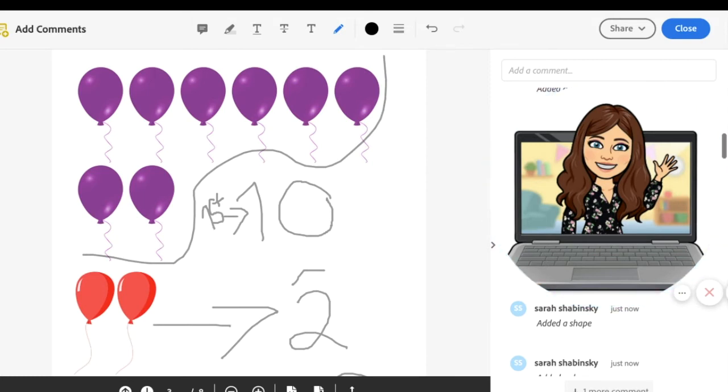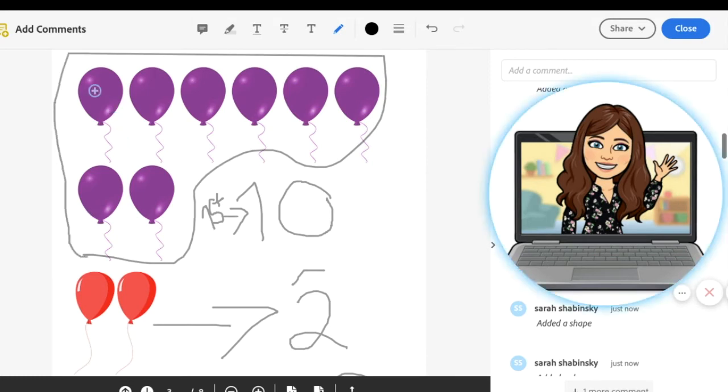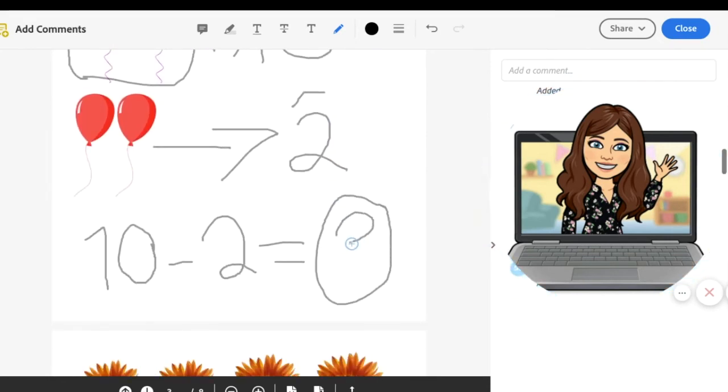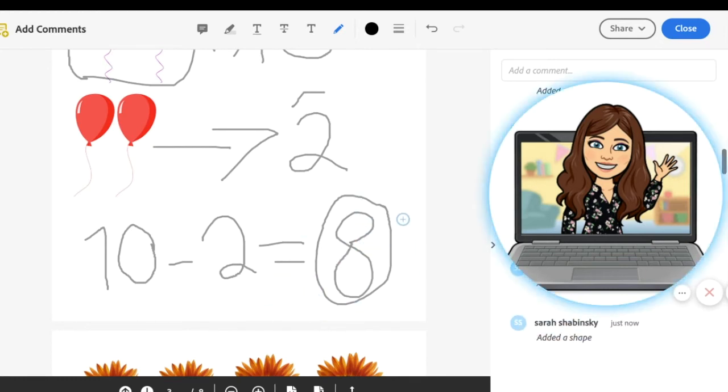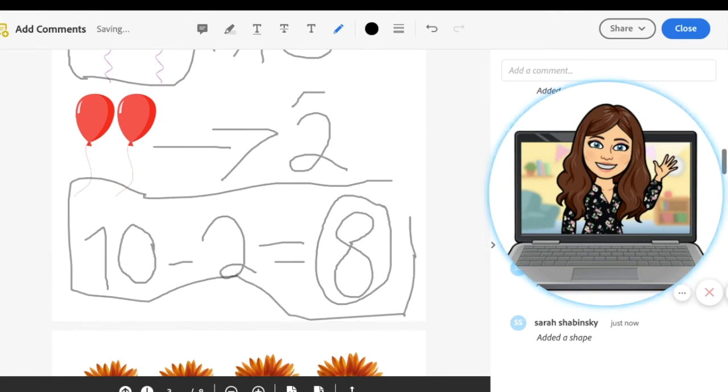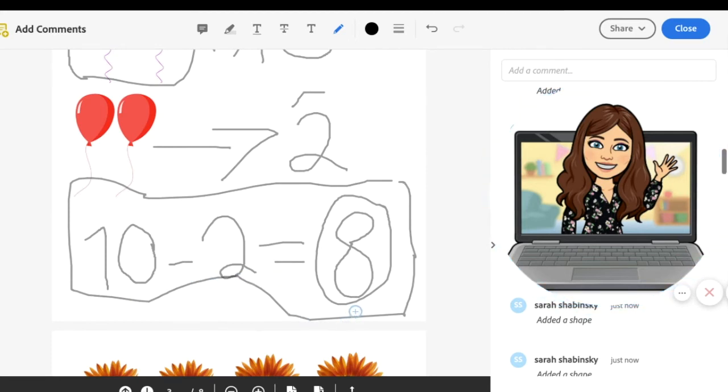So I'm going to circle the purple balloons and count, Keeble Cubs, and tell me how many do we have left if we have 10 minus 2. 8, friends. Good job. 8. So not only do we know that we had 8 balloons that were purple in color for Kaylee's birthday, but we wrote out a complete number sentence. 10 minus 2 is equal to 8.